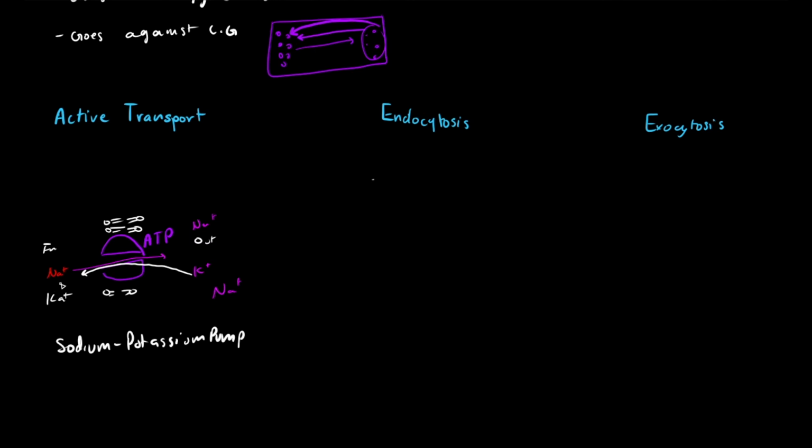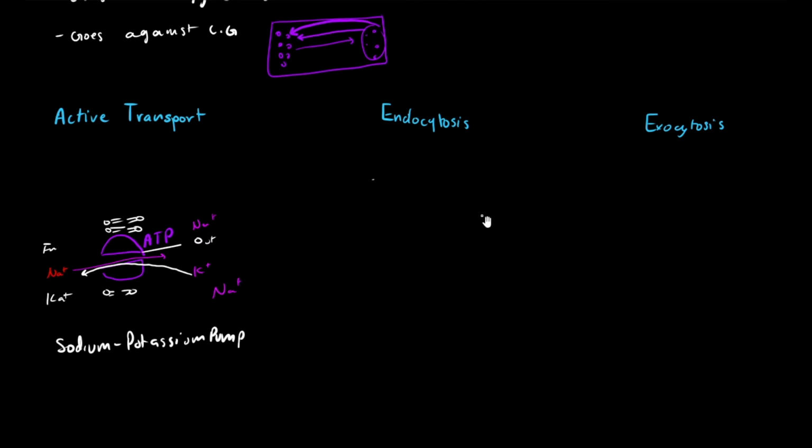And because ions don't regularly diffuse through the cell membrane, a concept that we've explored and touched on in these past couple of videos, of course, we need a protein membrane. And since it's going against the concentration gradient, we need this ATP.